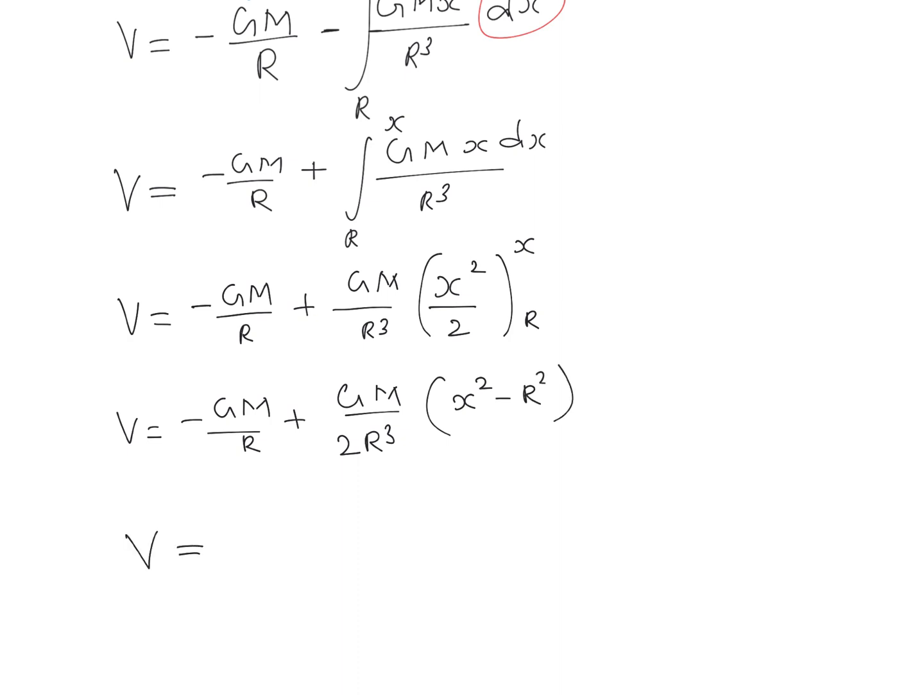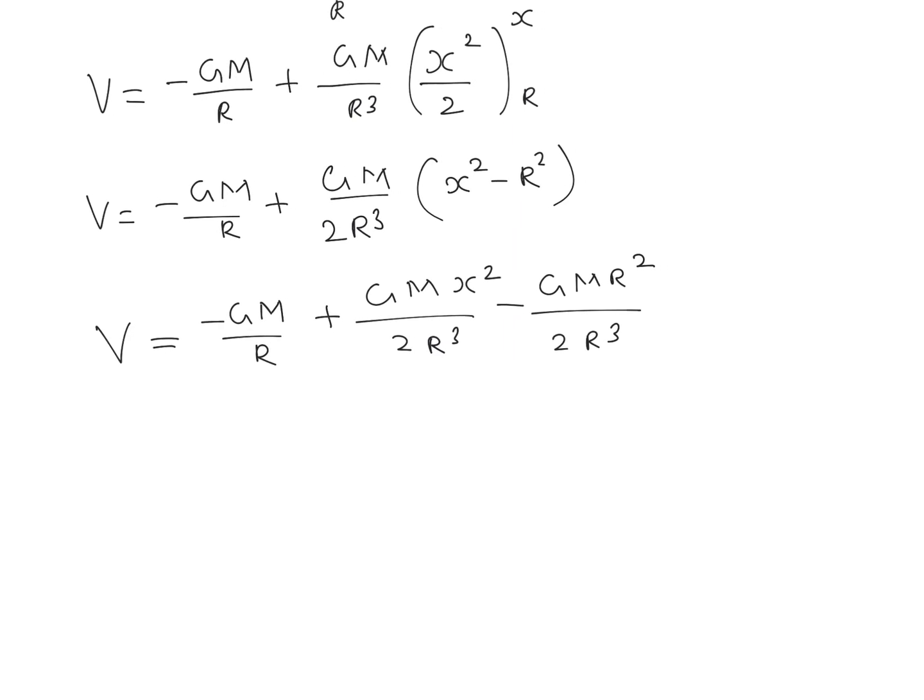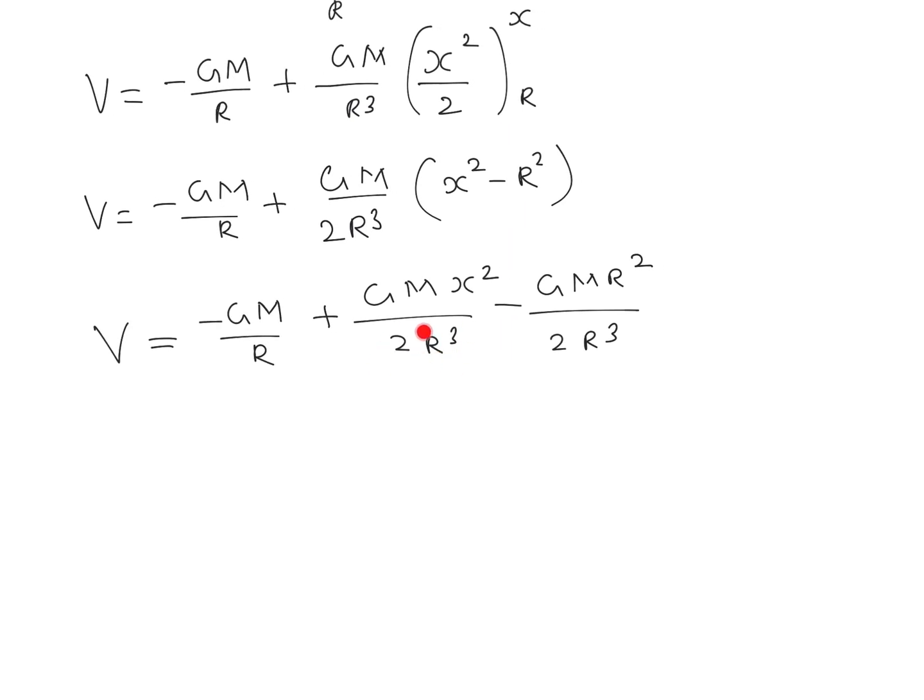So we can write the value of this potential as equal to minus GM divided by r plus GM into x square divided by 2r cube minus GM into r square divided by 2r cube. Now just for addition purposes, over here we have the term 2r cube, and here also 2r cube, so here also we'd like to put that term 2r cube. So we can multiply over here with 2 and divide by 2, and here we have the term r cube, so we can multiply it with r square over here, and so it's going to be r cube, and here also we can multiply with the r square. So we multiply and divide by the 2 and r square.